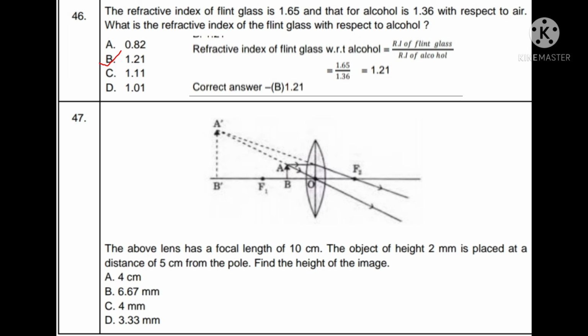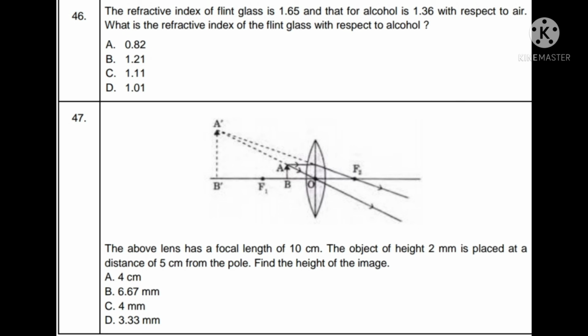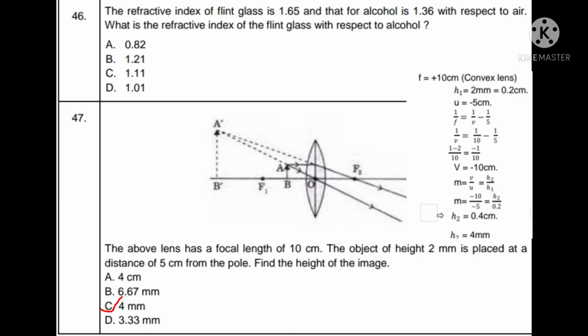Question number 47. The above lens has a focal length of 10 cm. The object of height 2 mm is placed at a distance of 5 cm from the pole. Find the height of the image. Here the answer is option C, 4 mm.